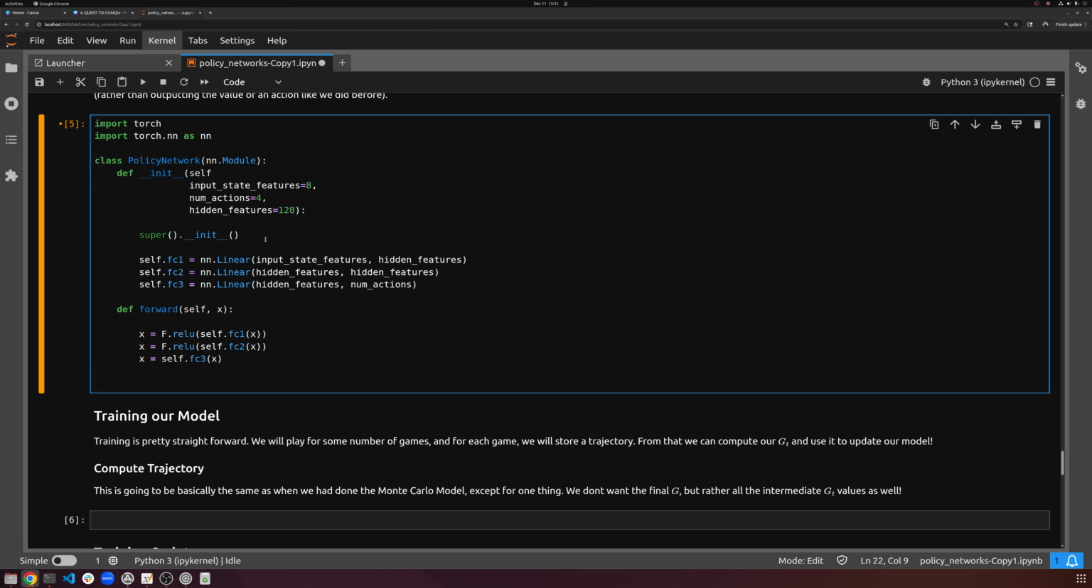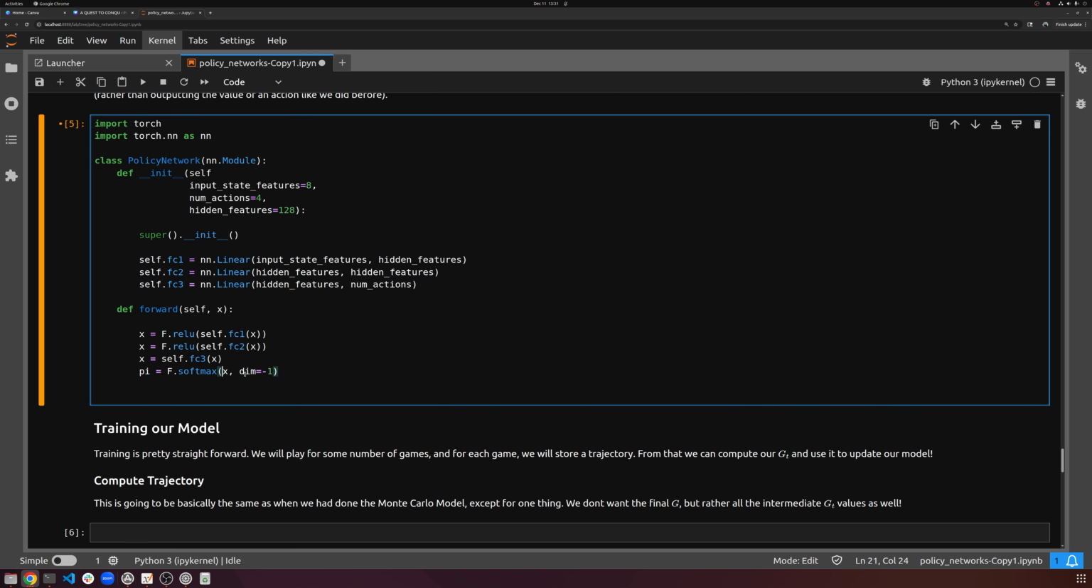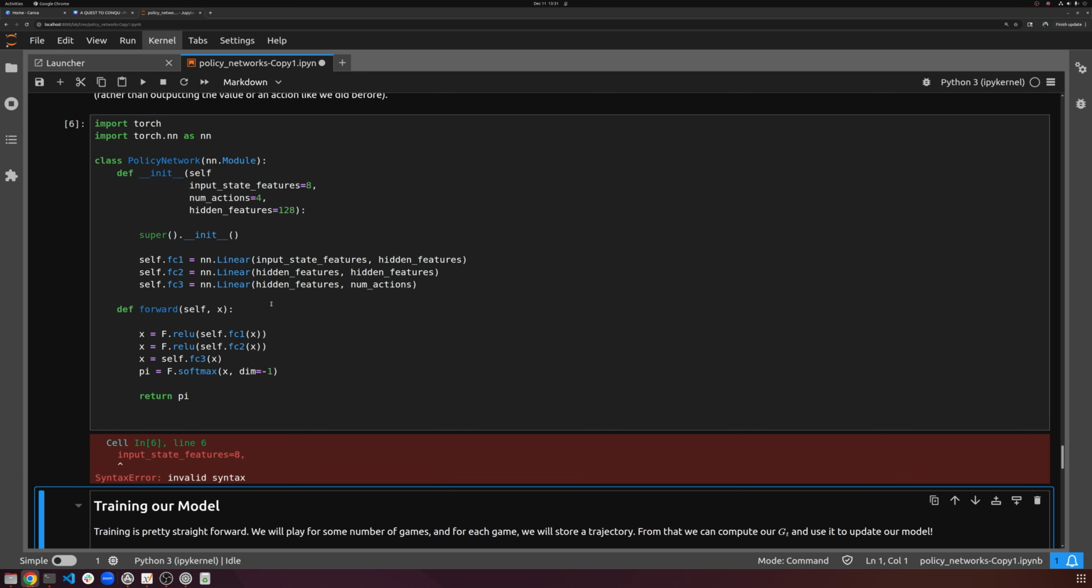But this on its own isn't enough, right? What we want isn't the logits, but probabilities. So to compute probabilities, we can do pi is equal to F.softmax(x, dim=-1). So we're going to compute the softmax along the last dimension, so along the action dimension. We have 4 different actions in this case. So what's the probability of those different actions? That's all. And we return pi.